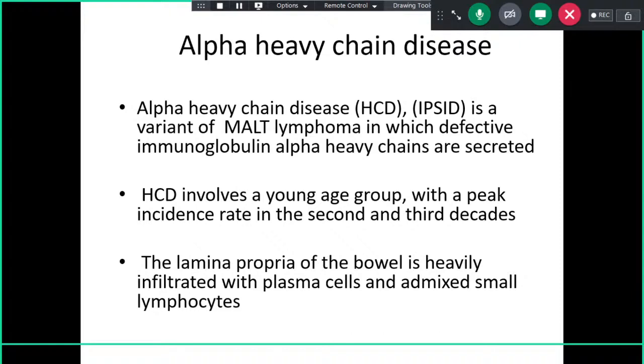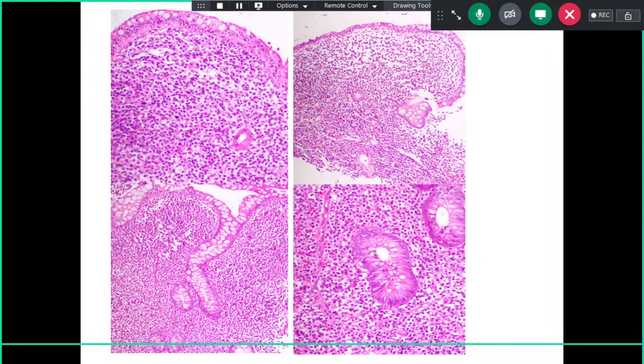So one more disease you should know is alpha heavy chain disease, also called immunoproliferative small intestinal disease. It is also a type of marginal zone lymphoma. Like H. pylori induced MALToma, this is another marginal zone lymphoma where the problem is with the alpha heavy chain. They present with recurrent diarrhea. You find again a diffuse infiltration by small size lymphoid cells. But on molecular analysis, you find a truncated heavy chain IgA, with deletion of the heavy chain, and the light chain both are deleted.